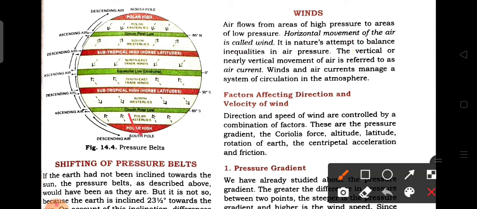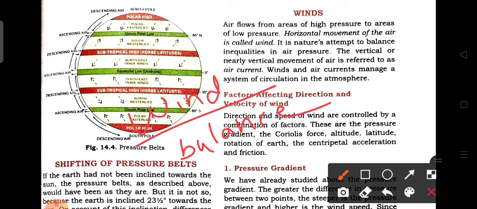So, wind has a nature to balance the inequalities in the air pressure. Which means where the high pressure prevails and in a location where the low pressure prevails, the wind from the high pressure area goes to the low pressure area to balance the air pressure.